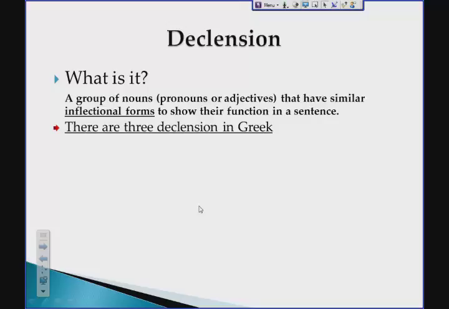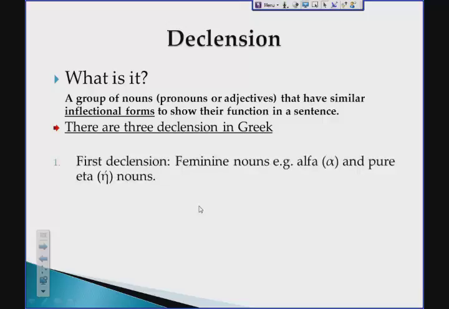You really have to take full cognizance of that. How does this noun end? It signifies its function in the sentence. There are 3 declensions in Greek. Now, to make things simple for you, I've said that already. We have the first declension.